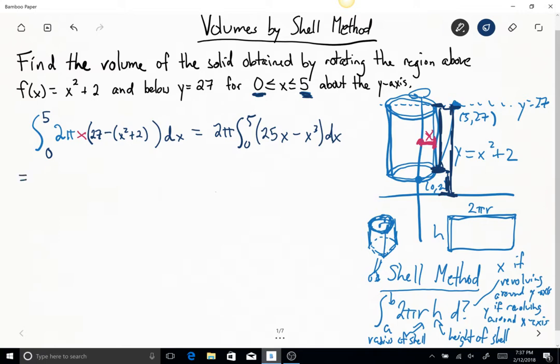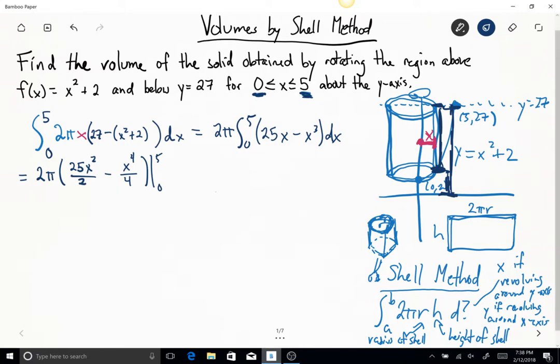Okay, so what happens now, we can take the antiderivative. You get 2 pi. The antiderivative of 25x is 25x squared over 2. And then the antiderivative of x cubed will be x to the 4th over 4. And if you have any questions on that, please just let me know. Evaluated at 0 and 5.